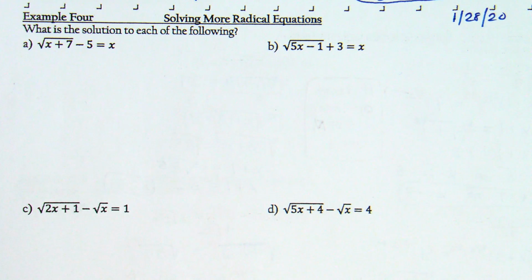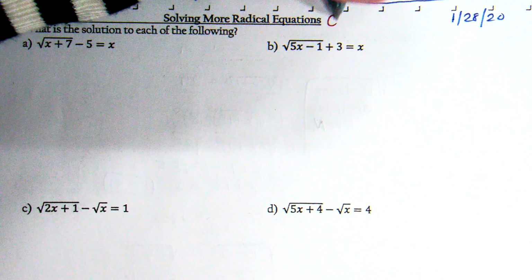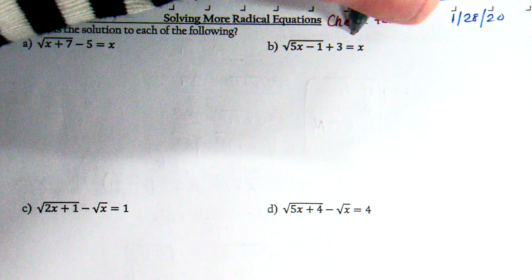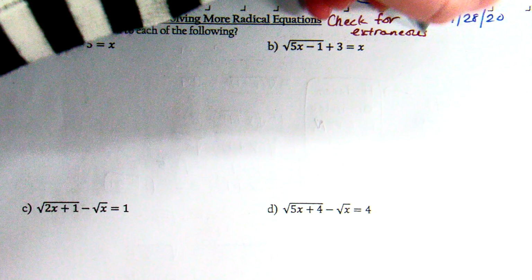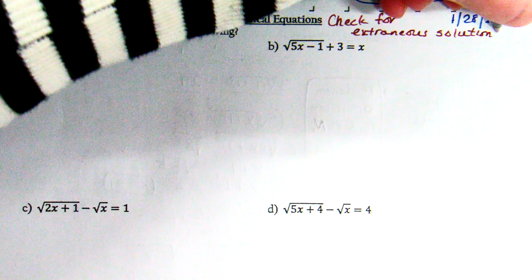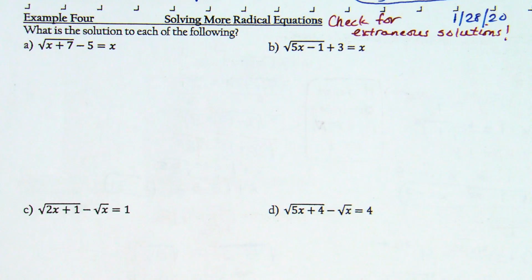But this section, we really are going to want to check for extraneous solutions. I mentioned extraneous solutions yesterday. What are extraneous solutions? Yeah, solutions that don't work. They come out as a legitimate answer, but they just don't work. In this case, they usually make the radical negative or something.